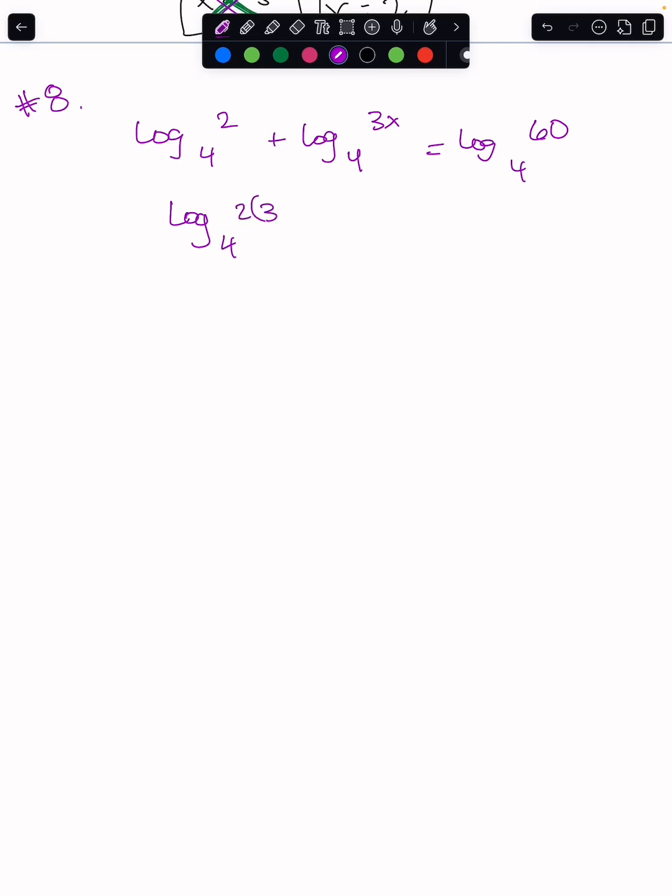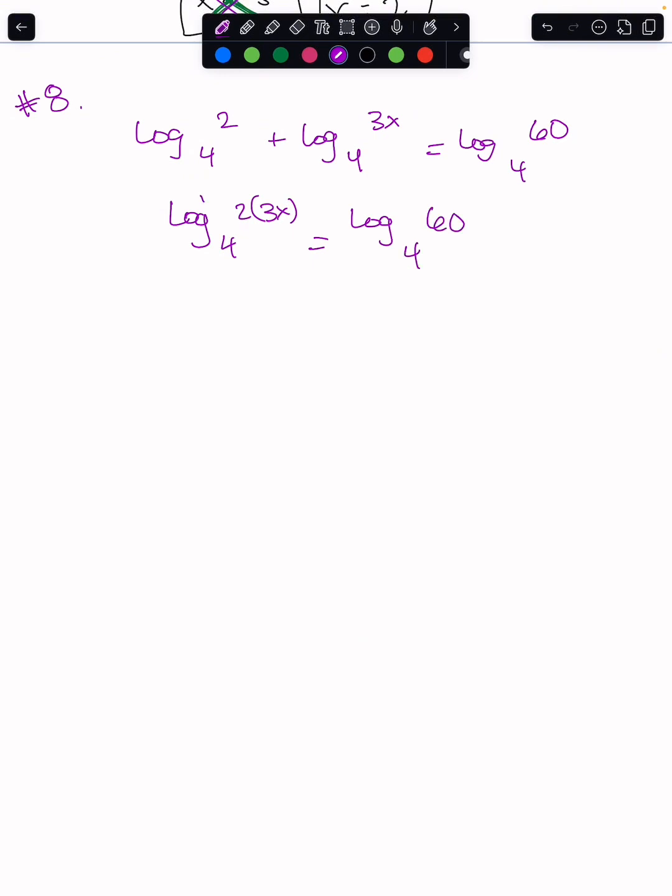Number 8. This says log base 4 of 2 plus log base 4 of 3x equals log base 4 of 60. All right, so if there's a plus sign, that means that we started out as multiplication. So this is log base 4 of 2 times 3x equals log base 4 of 60.